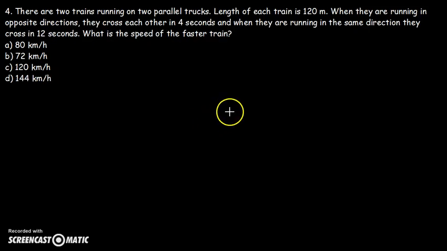Let's take the next question. There are two trains running on two parallel tracks. Length of each train is 120 meter. When they are running in opposite directions, they cross each other in 4 seconds. And when they are running in the same direction, they cross in 12 seconds. What is the speed of the faster train?